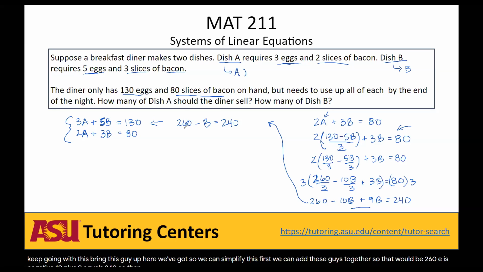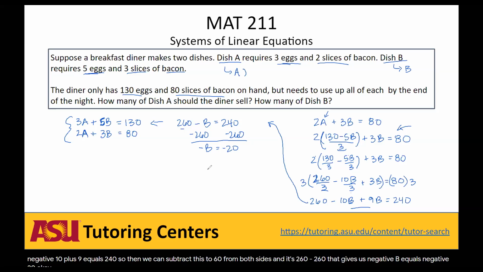So then we can subtract this 260 from both sides. Minus 260, minus 260. That gives us negative B equals negative 20. Okay. And then if we just multiply both sides by negative 1, that gives us B equals 20. So we know that we want to sell 20 of dish B.